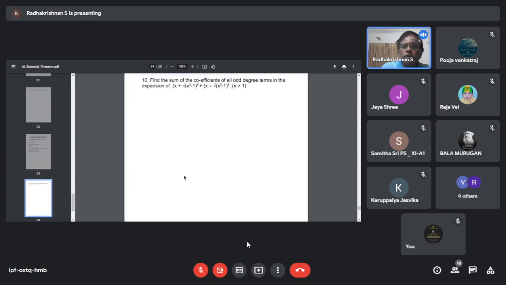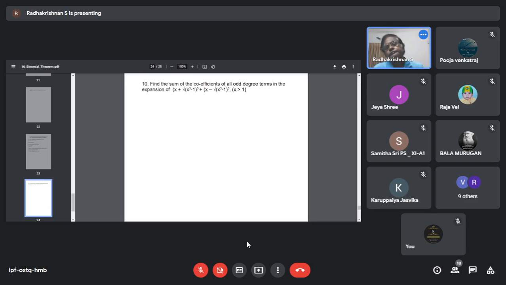Okay, let's go to the last problem of the day. Find the sum of the coefficients of all odd degree terms in the expansion of (x plus root of x cube minus 1) whole to the power of 5 plus (x minus root of x cube minus 1) whole to the power of 5, where x is greater than 1.